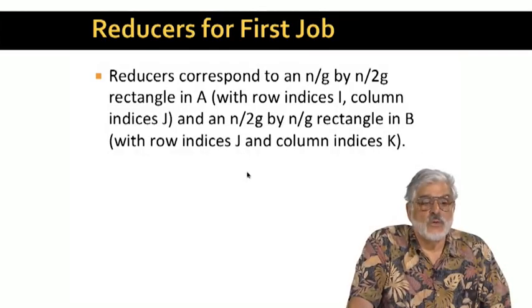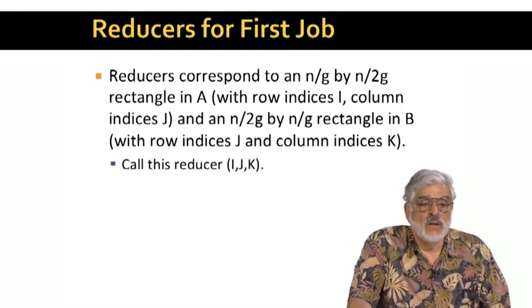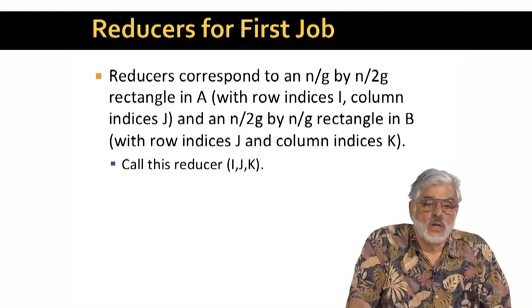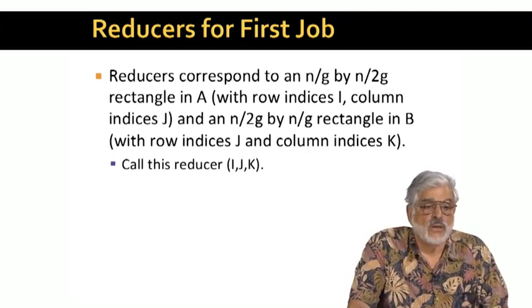We want a reducer for each pair of rectangles, one from A and one from B, as long as they share the same set of indices capital J for the columns of A and the rows of B. We need a name for the reducer, and I'll use IJK. You can think of I as either the set of rows of A involved in the first rectangle or as the name for that group of rows. And similarly, K is the set of columns of B involved in the second rectangle.